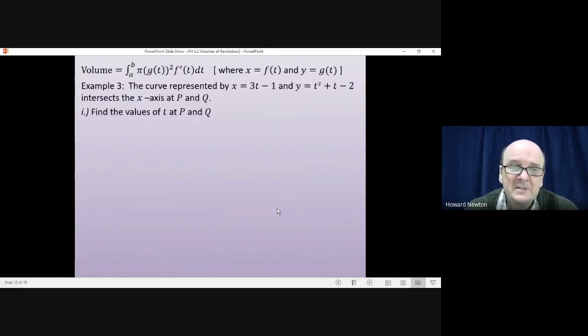Okay, example 3 has a couple of parts. We'll do each part one at a time. The curve represented by x equals 3t minus 1 and y equals t squared plus t minus 2 intersects the x-axis at P and Q. And the first thing we're asked to do is find the values of t at P and Q. Now it intersects the x-axis where y equals 0. So that is what we'll be solving for the parametric equation in y. I'll let you have a go at making sense of that. Pause the video, come back to me when you're ready.